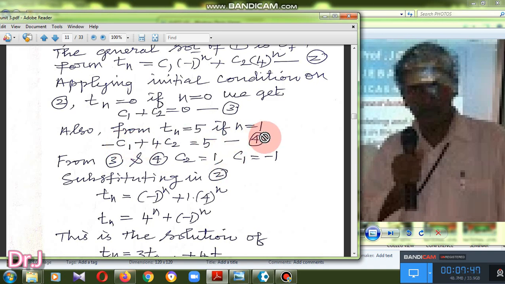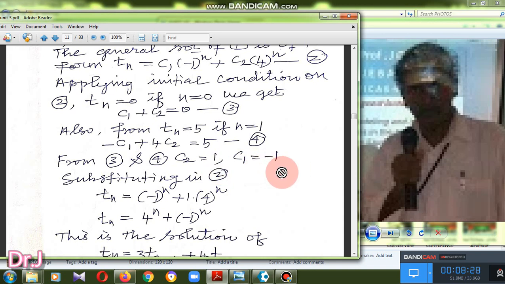Right? Okay. Now how can we find out C1 and C2? Look at the two equations, 3 and 4. If you solve them, you can get C1 and C2. You add both of them: C2 plus 4C2, so 5C2 equals 5. Therefore, C2 is equal to 1. Substitute this C2 equal to 1 in the third equation or the fourth equation, and you will get C1 equals minus 1.